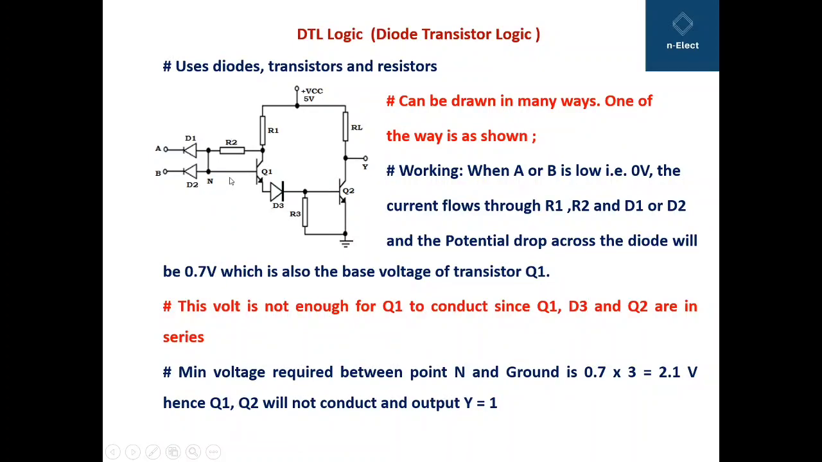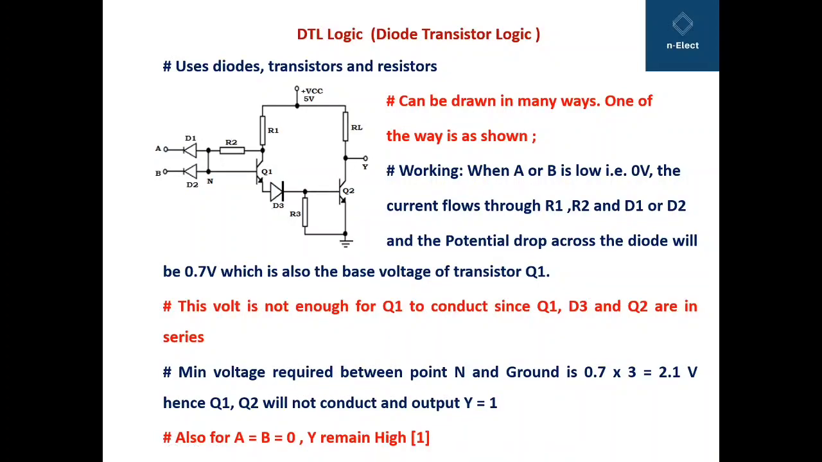So in the first two conditions, when A is 0 and B is 1, or when A is 1 and B is 0, in either condition we are getting only 0.7 volts at the base of Q1, and therefore neither Q1 conducts nor Q2 conducts. Since both these transistors are off, all the VCC voltage you will get at the output Y, and therefore Y will be equal to 1. So for the conditions A equal to 0, B equal to 1, and A equal to 1, B equal to 0, for both these conditions the output will be equal to 1.